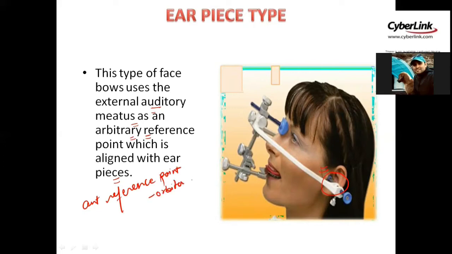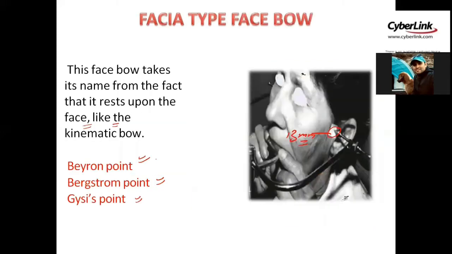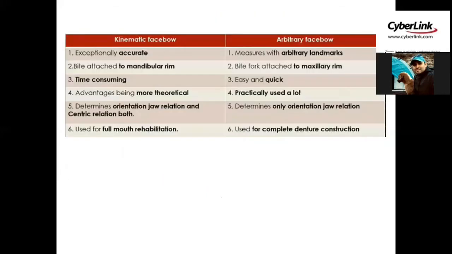orbital, somewhere around here, right? In fascia type, the posterior reference point is orbital. Now come to what is the difference between the kinematic FACEBOW and arbitrary FACEBOW.